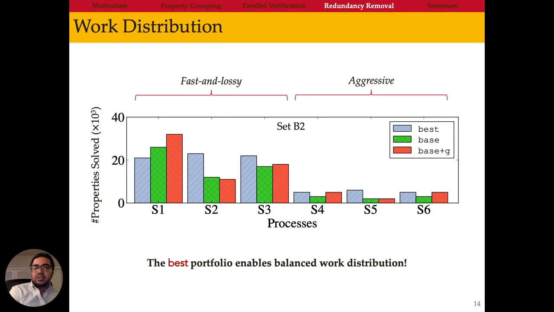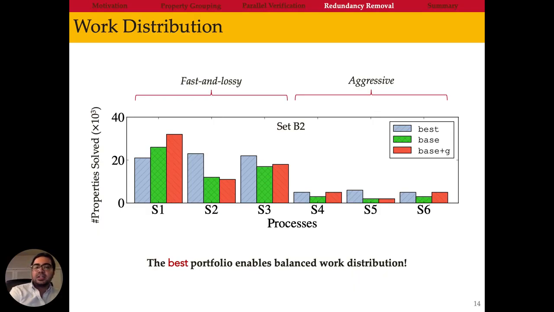Coming to our results, the best portfolio is successful in optimally balancing work distribution across parallel processes. The 3 fast and lossy processes solve almost equal number of properties, and so do the 3 aggressive processes. Due to the uniform work distribution between the fast lossy processes, the aggressive processes can now focus on the hardest of properties, while the fast and lossy processes chip away easier properties.